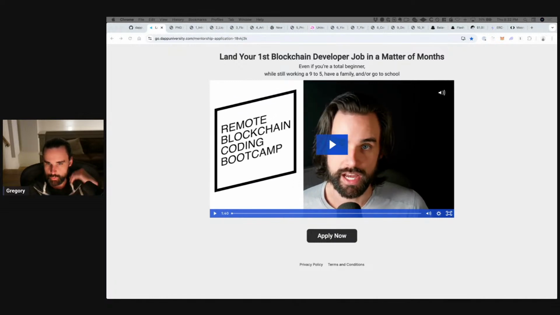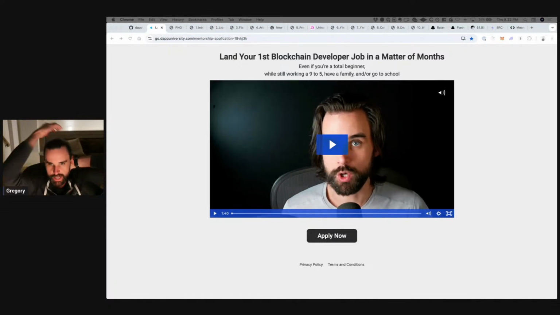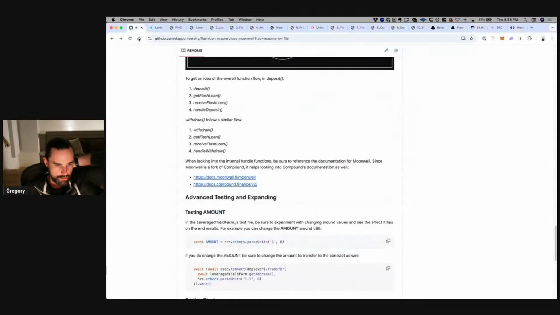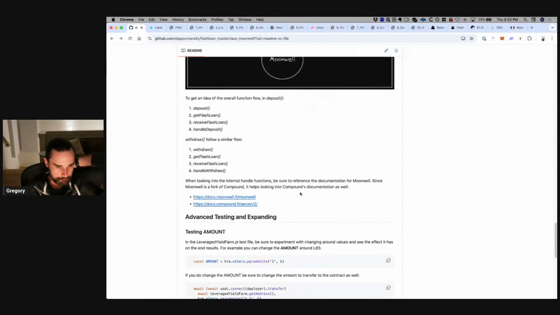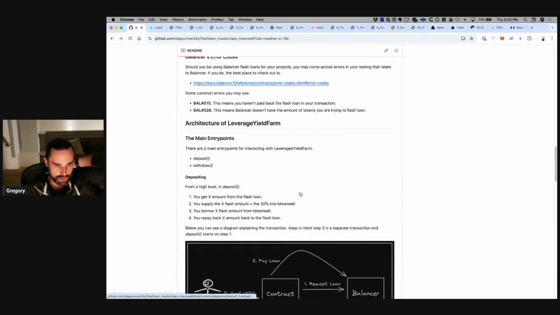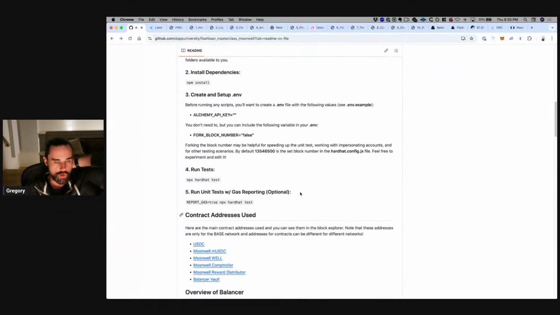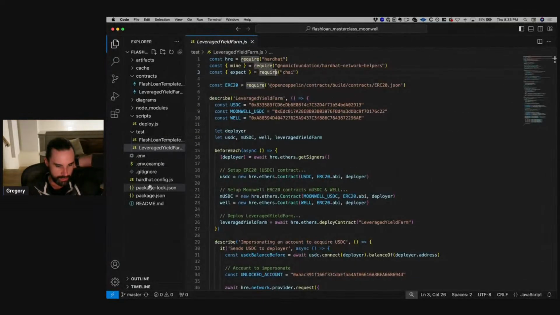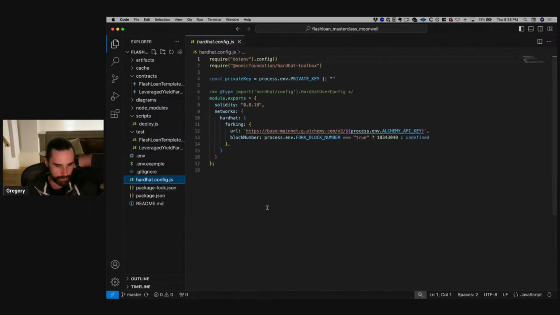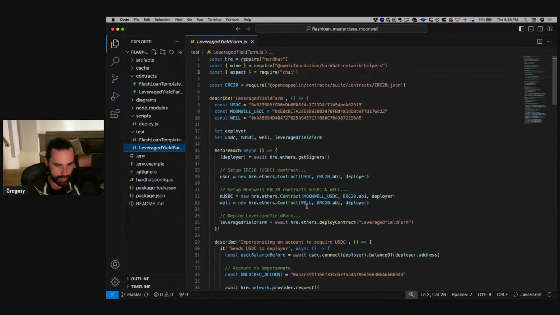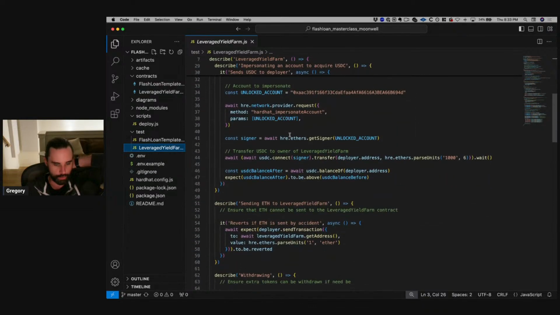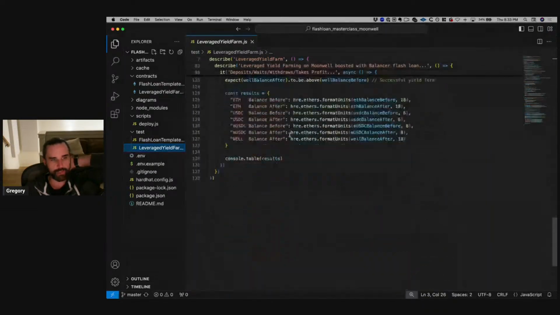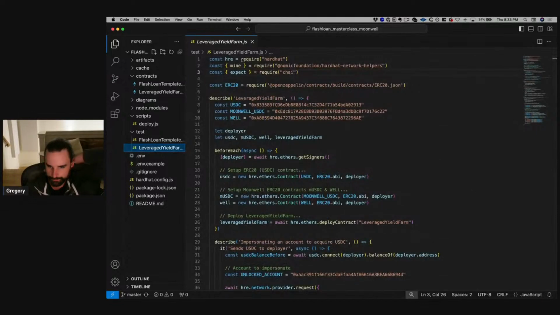Does Moonwell have a test flash loan that you could use with a Hardhat test environment? Yes, you definitely can. If you look at the documentation here, you can fork the blockchain. That's exactly what we do in our testing environment. If you look at our Hardhat config file, we're forking the Ethereum mainnet inside of the testing environment for the leverage yield farm. So yes, you can definitely practice with your flash loans in a testing environment if you want to.